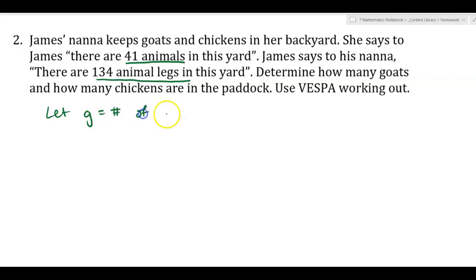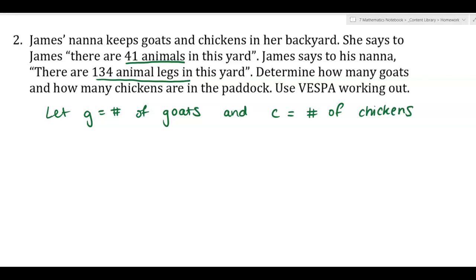Number of, thanks boys, stop. And what else? C equal number of chickens. Okay, with that in mind, if G is the number of goats and C is the number of chickens, please stop. Yeah, hilarious. Go outside.